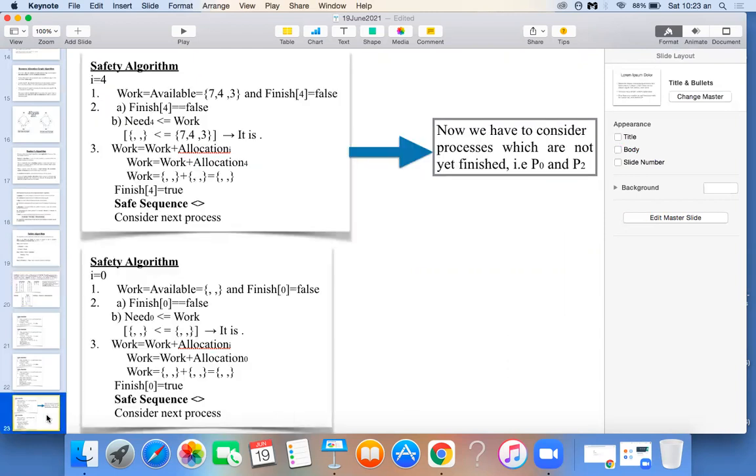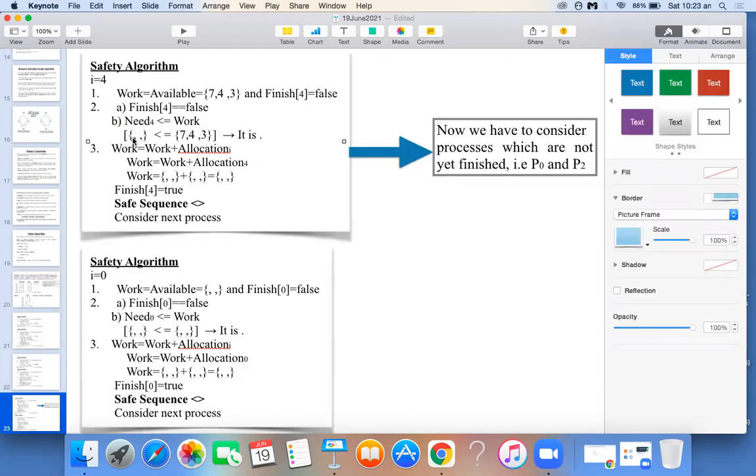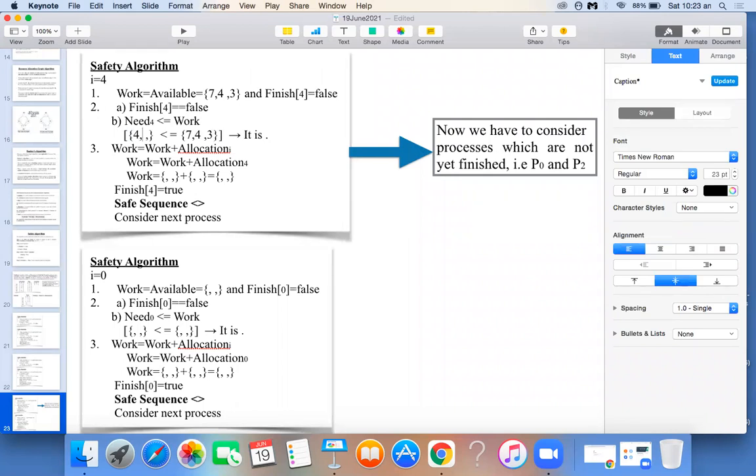431. Correct. 4, 3, 1. So use that one here. 4, 3, 1. So is it true or false? True. Correct. Write that one.